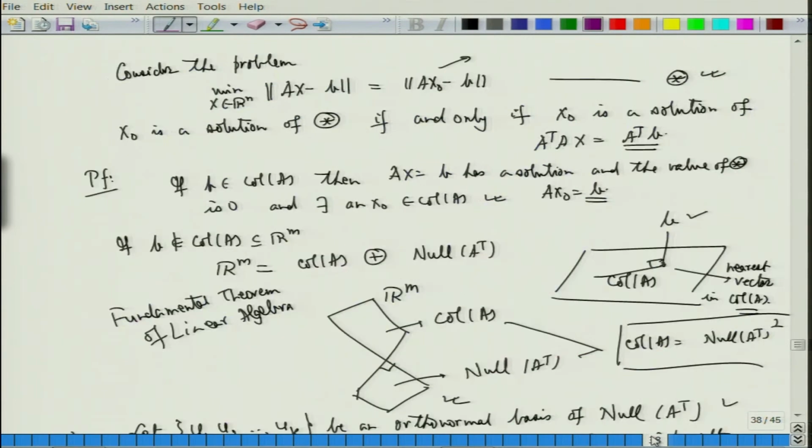Look at the thing here. It said that if x naught is a solution of A transpose A x equal to this, then x naught is a solution of A star. So, x naught is the one which gives you the minimum. Is that okay? So, we have been able to show this also.